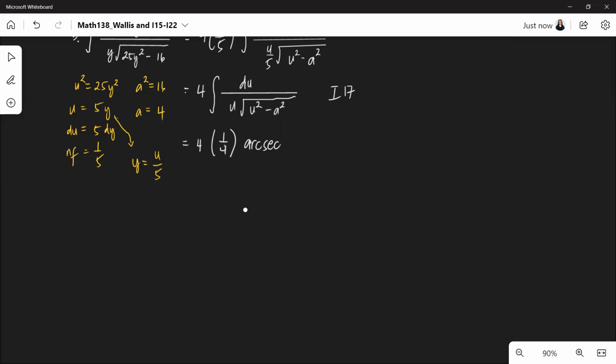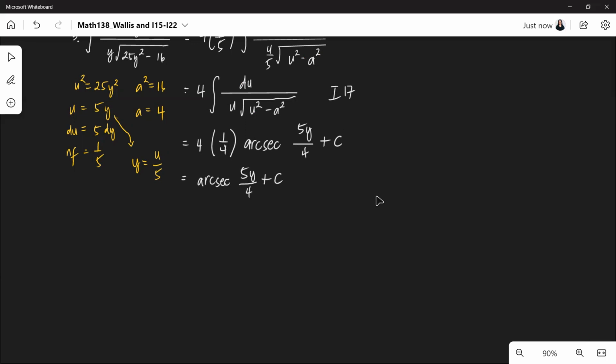So u over a, where u is 5y and a is 4, then plus c. So 4 times 1/4 is just equal to 1. So basically, the final answer is arc secant of 5y over 4, and then plus c.